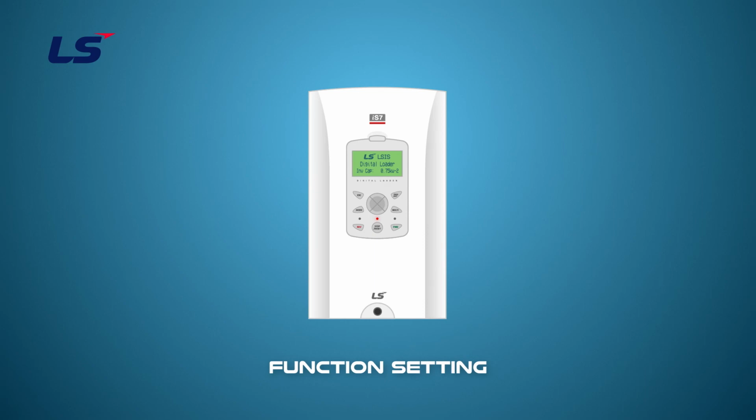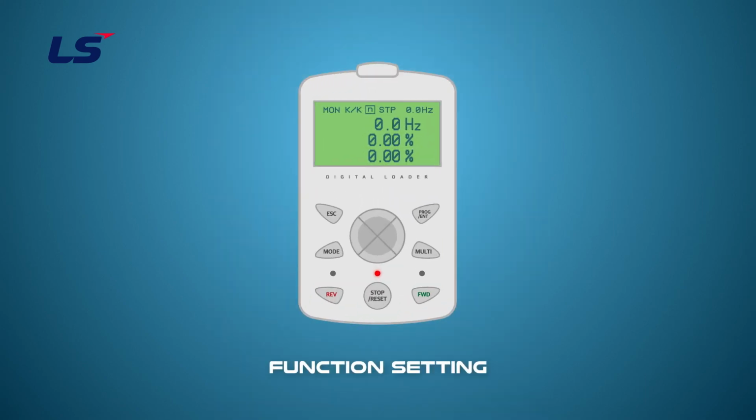Now, let's use the keypad to set sleep and wake-up related parameters. Press the mode key on the initial screen to move to PAR mode, and then press the right arrow key to move to the APP group. Then, move to APP group 37 and set the PID sleep mode delay time for the operation to enter sleep mode. In this example, we will set it to 10 seconds.